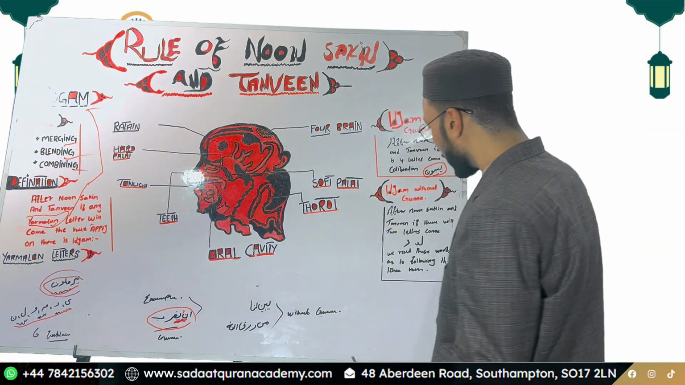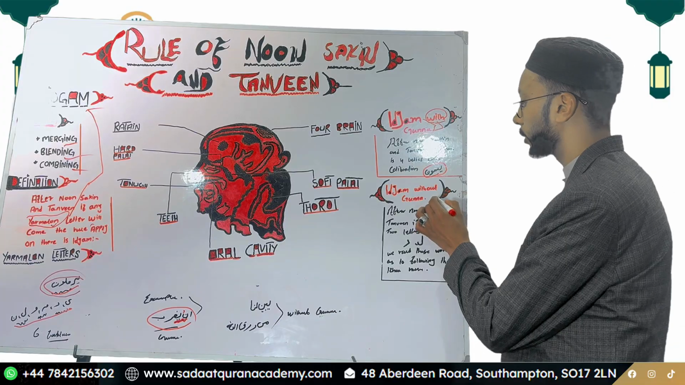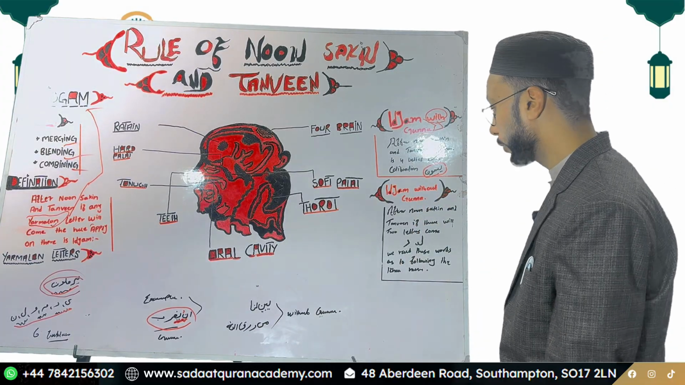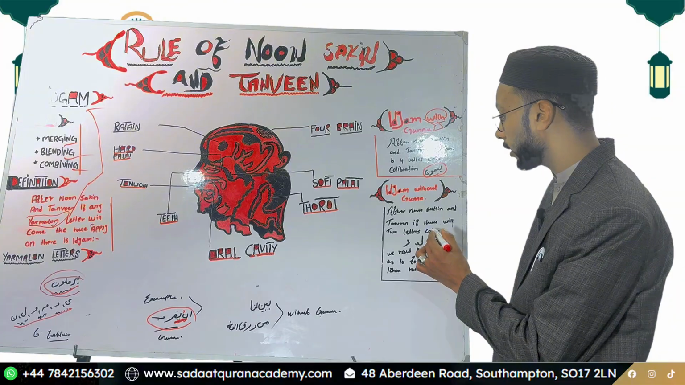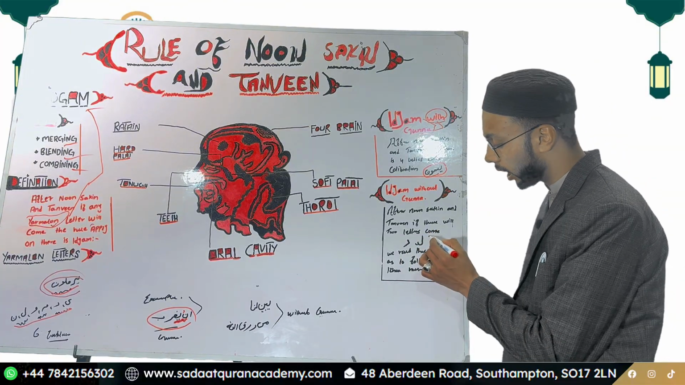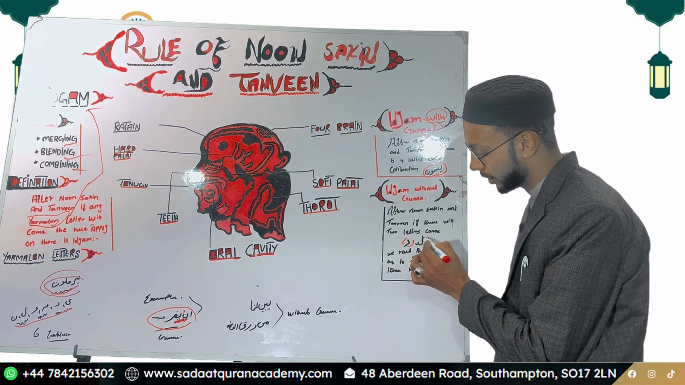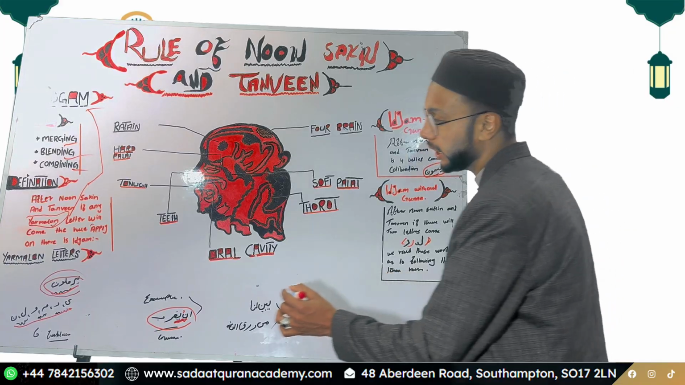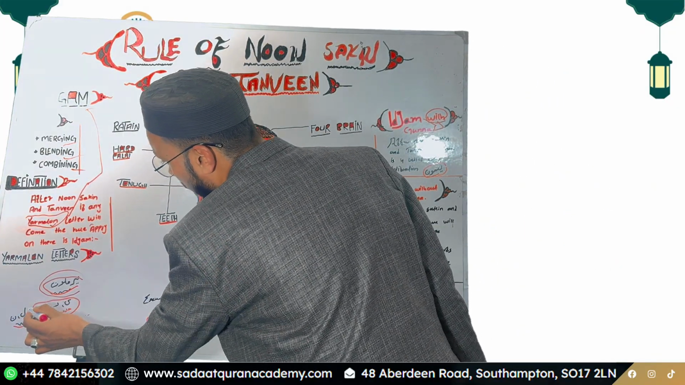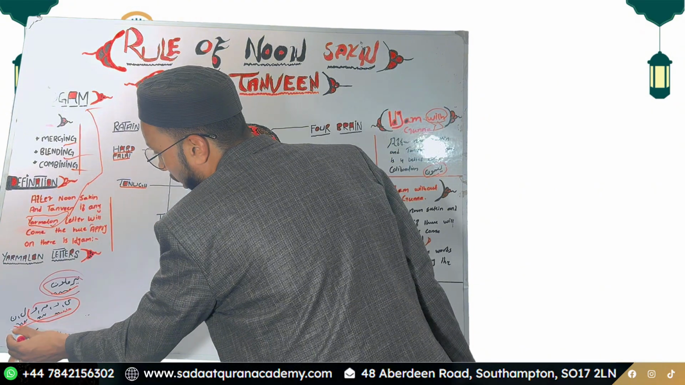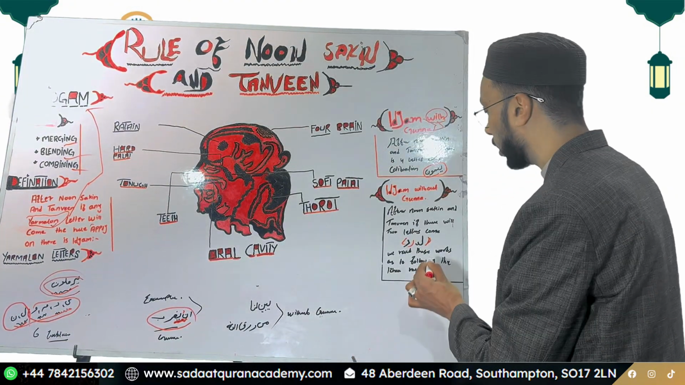Another type is Idgham without Ghunna. After Noon Saakin and Tanween, if 2 letters come, Lam and Ra, these 2 letters, we'll skip the four letters here. We'll just mention the two letters whenever we go to Idgham without Ghunna.